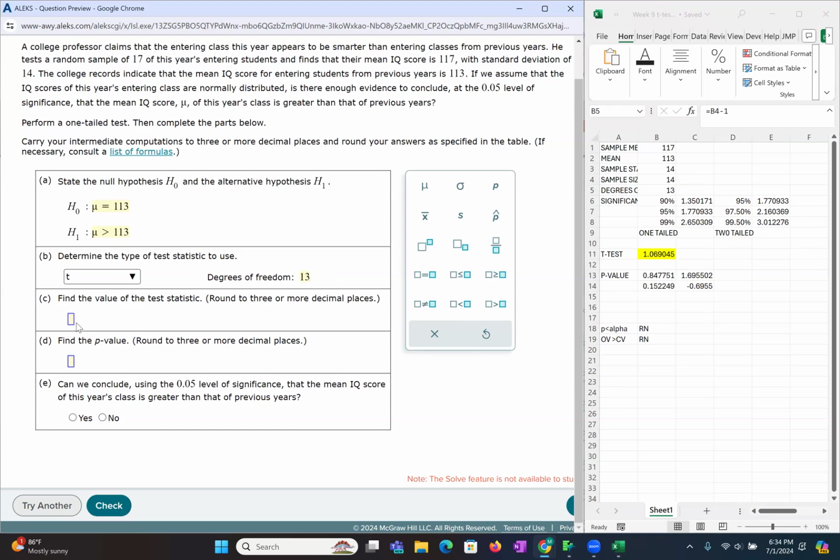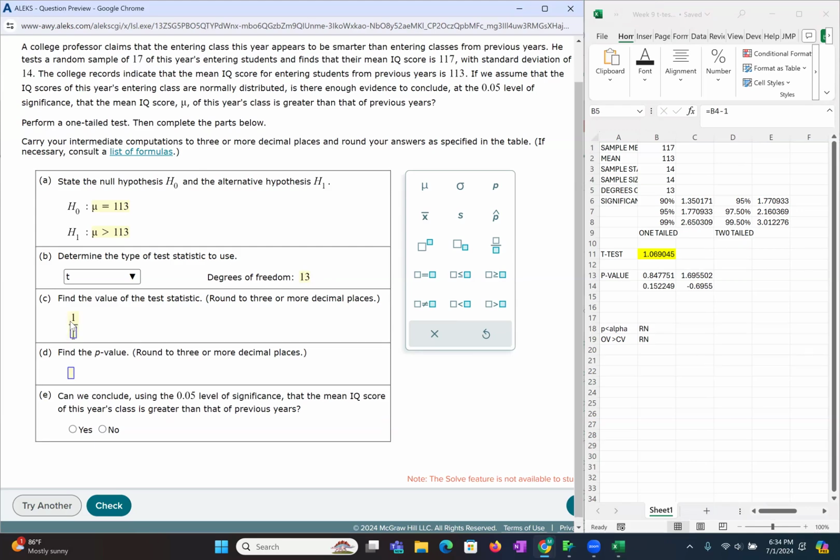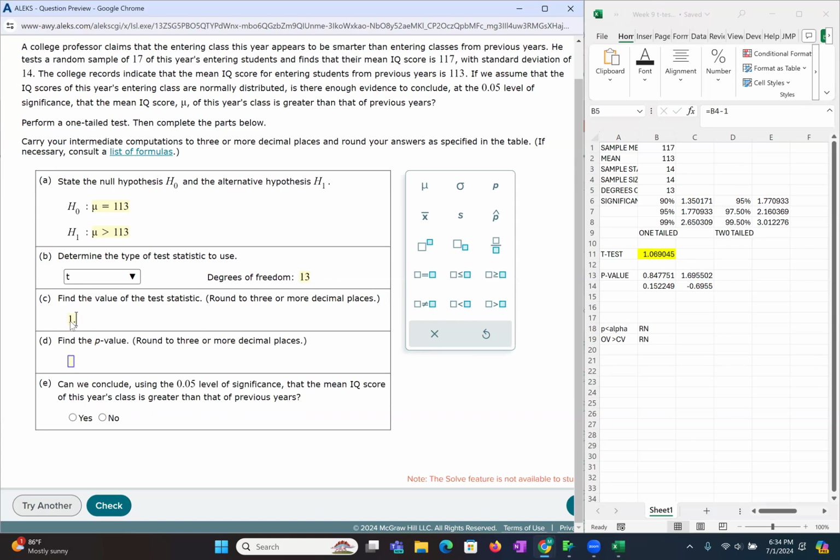All right. What is the test statistic? 1.069, I guess. Sorry, why isn't the sample size 17? I thought it was a random sample of 17. It is 17. So this is 16 degrees of freedom. All right. The test statistic? 1.178.